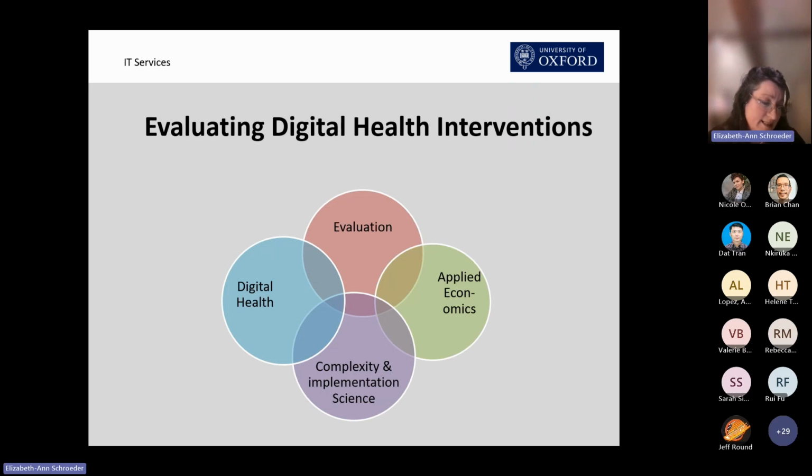So for evaluating digital health innovation, I would argue that there are 4 aspects that need to be considered. We've already discussed the digital health component, but after this, evaluation techniques that consider cost efficiencies within a system need to be combined with applied economics and a complexity science and implementation lens. So essentially, there's a sweet spot for evaluation in the middle of this Venn diagram.